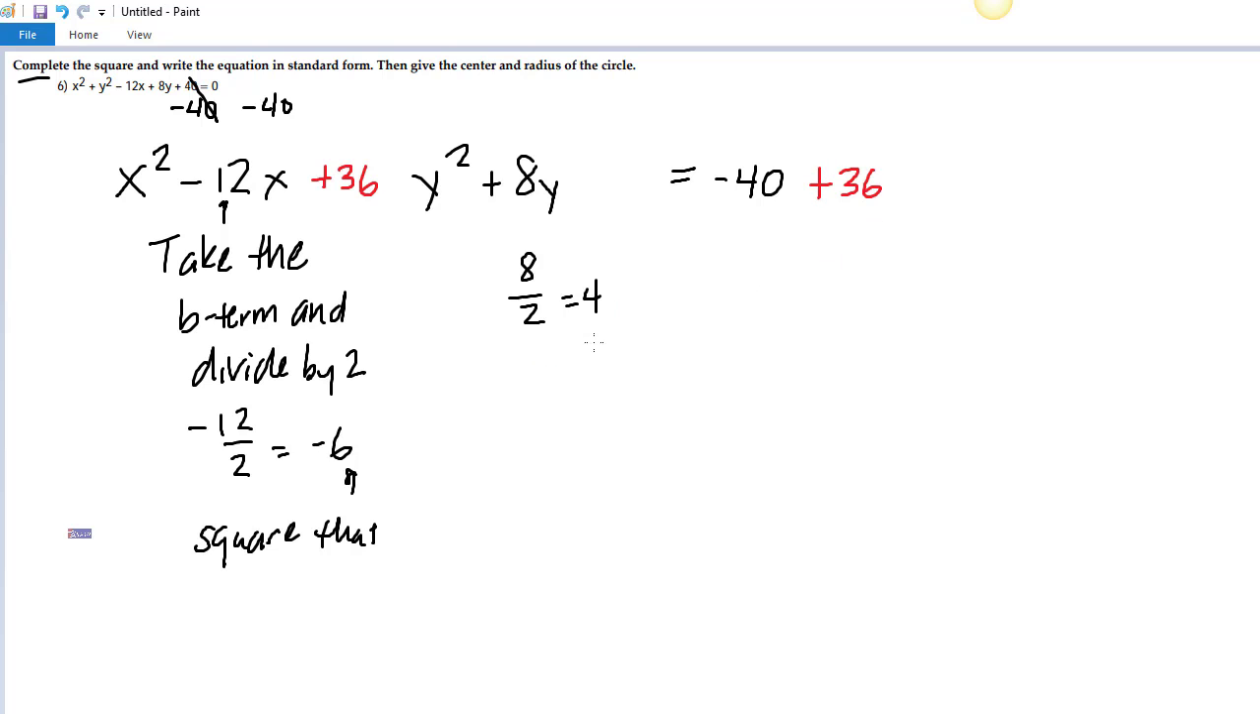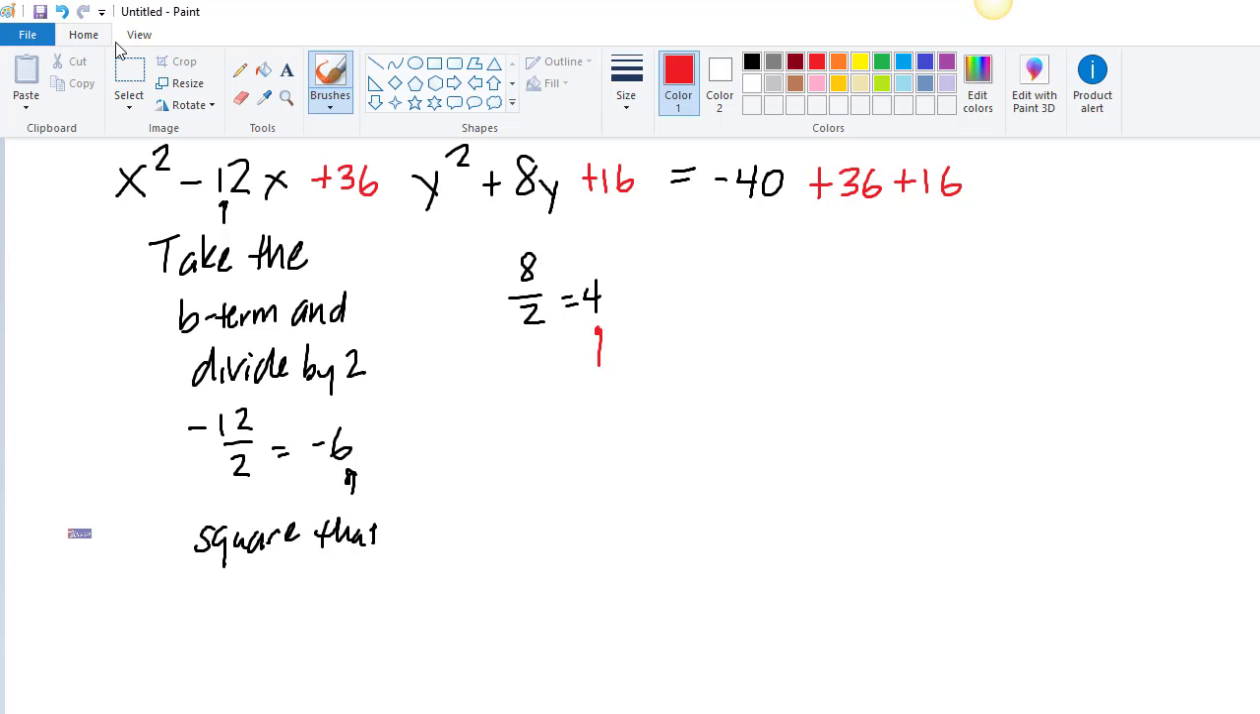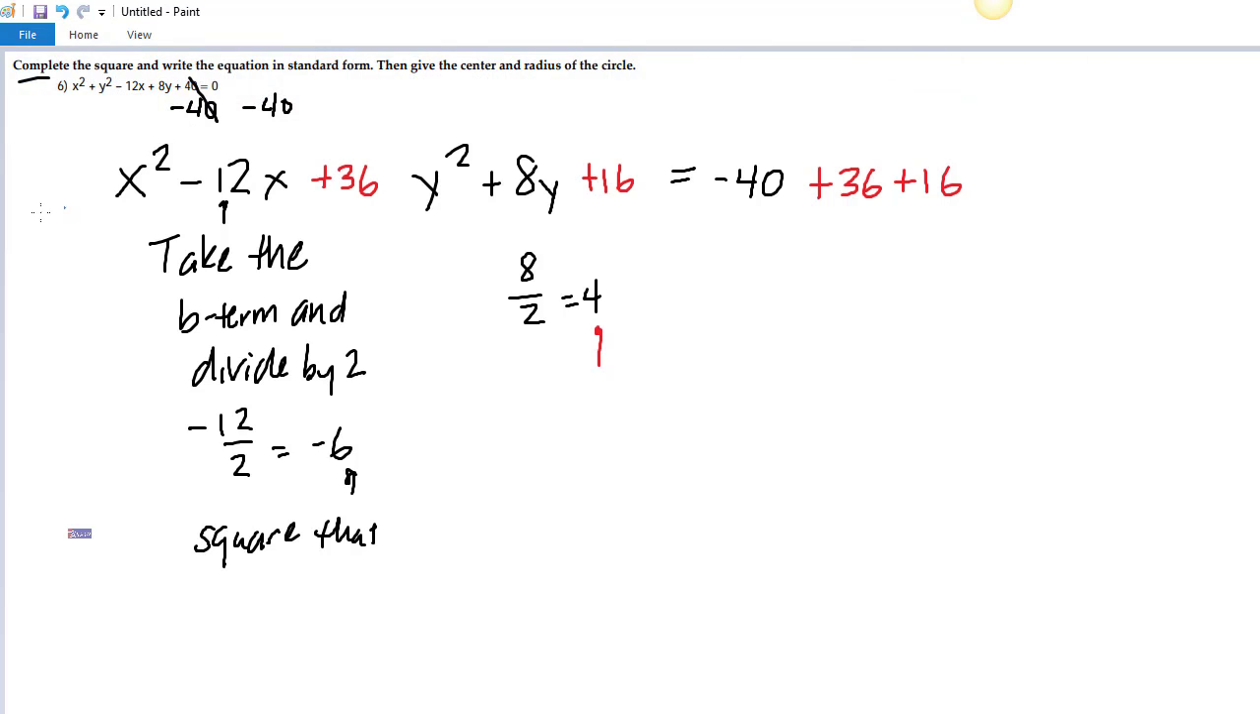Then we square 4 as well for the y part. So squaring 4 is 16, and we add that to both sides. So now the purpose in doing that is so this x squared minus 12x plus 36 is in a place where I can write it simply as x minus 6 squared.